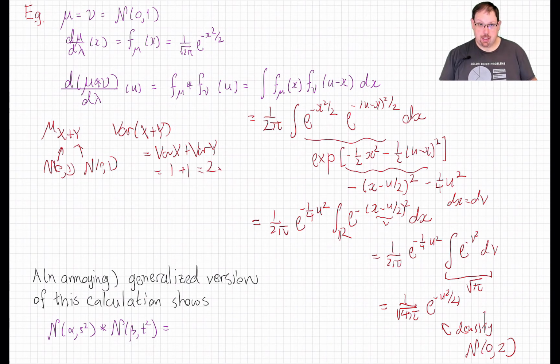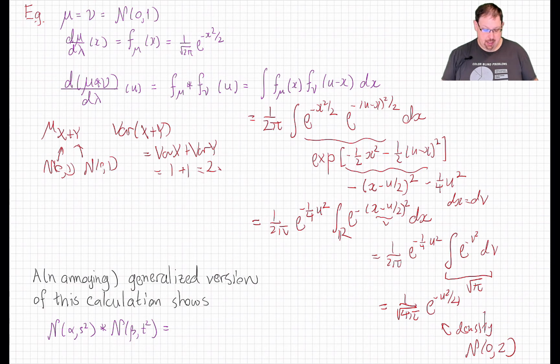The more interesting feature here is that the convolution of two normals turned out to be a normal, just like the convolution of two Poissons turned out to be a Poisson. There are a few families of random variables like this that are closed under convolution. These two are the most important.